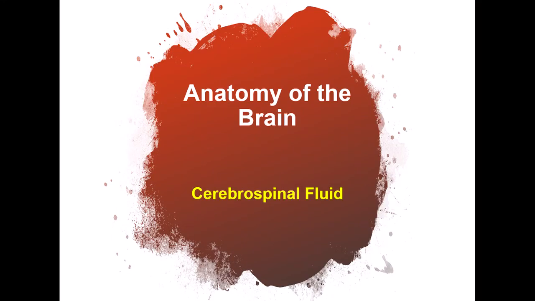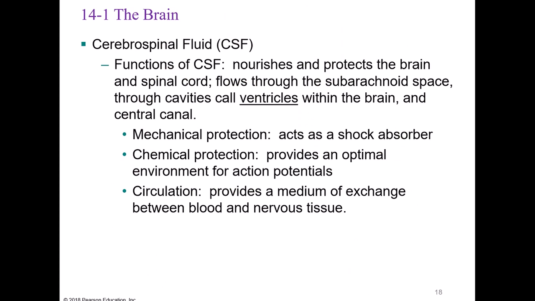In this lesson, we'll take a look at cerebrospinal fluid. So we know from the spinal cord chapter that cerebrospinal fluid is a fluid that flows through the subarachnoid space, and we also saw it flowed in the central canal within the gray matter. In this lesson, we're going to see there's a third place known as the ventricles. Generally, the cerebrospinal fluid is going to nourish and protect both the brain and the spinal cord.